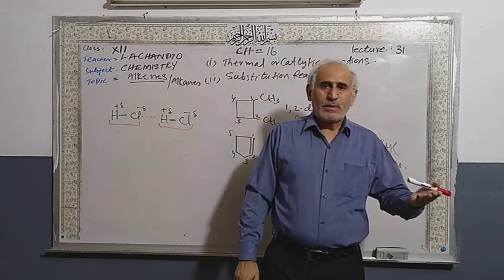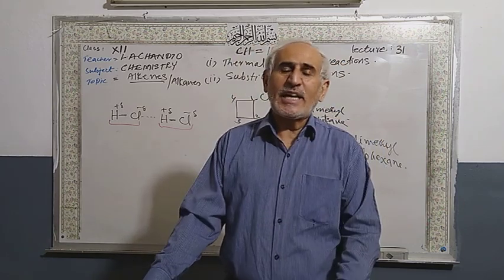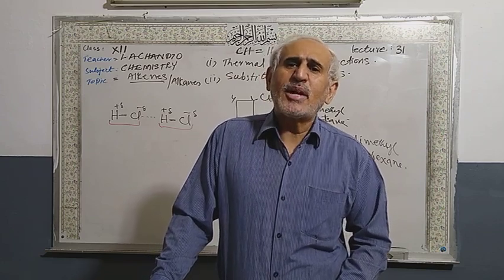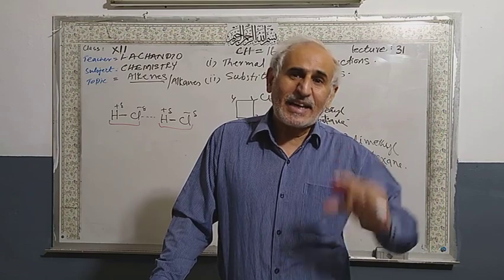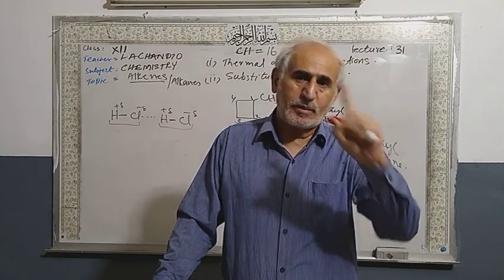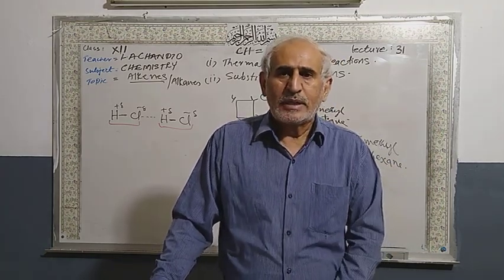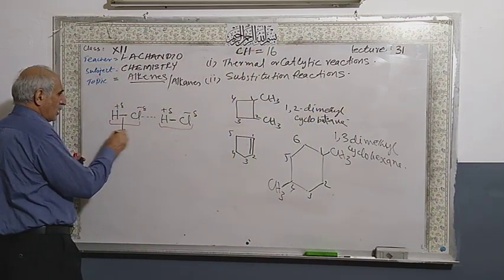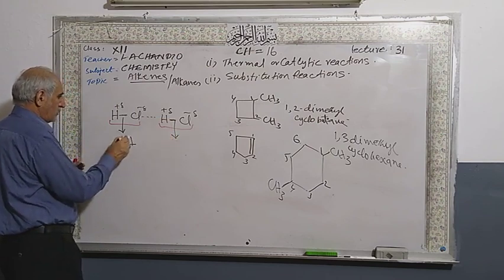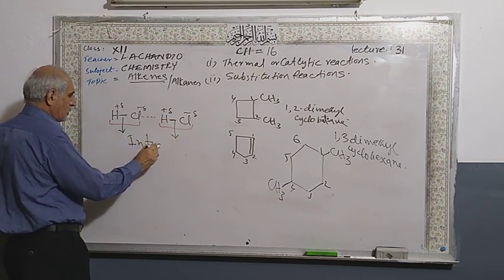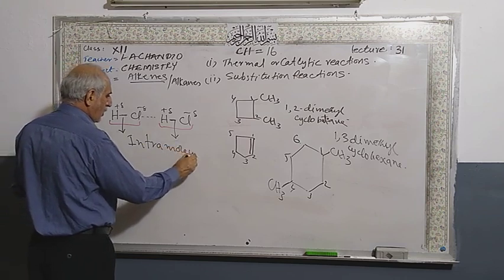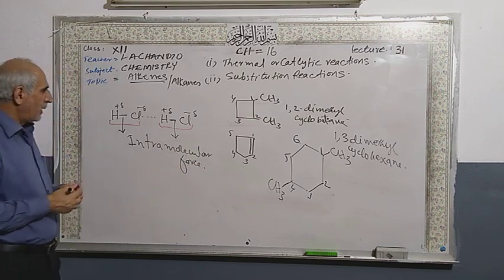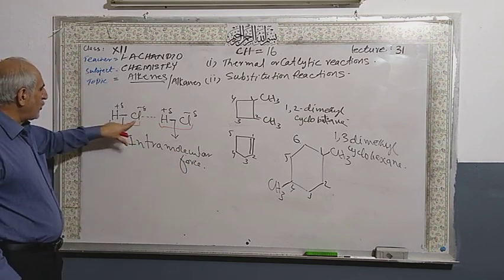So if the bond is formed by mutual sharing of electron pairs between two atoms, this is called an intramolecular force. So the covalent bond is the intramolecular force between the two atoms of one molecule. This is the intramolecular force. Also this one. Intra. This is also between hydrogen and chlorine.